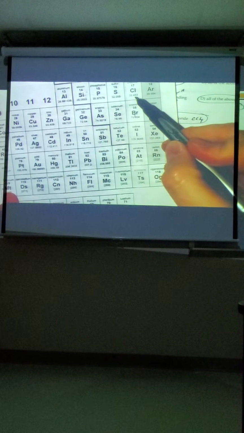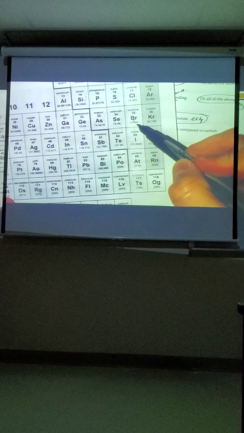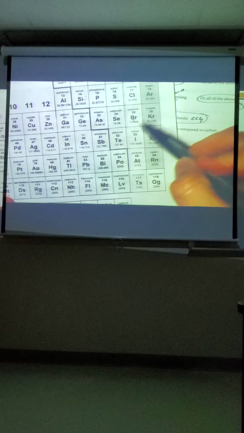So real quick, if you have 4 chlorines, that's 4 times 35. If you have 4 bromines, that's 4 at about 80. So it's much, much bigger to have bromines. So bigger snow globe effect.